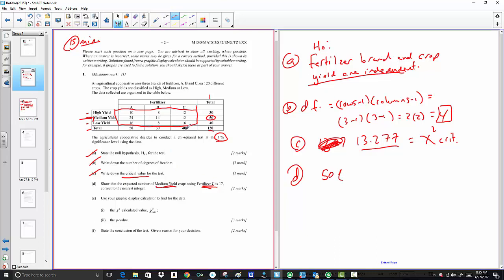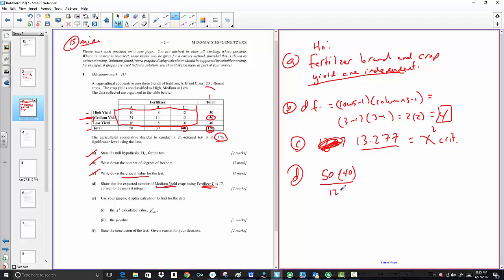So we're going to look at the total for the fertilizer, which is here, 40. We're going to multiply those together, the row total times the column total, and divide by the grand total, which is 120. That's 120 different crops. So we'll just put this in the calculator. This will be our expected value for that particular piece. You could actually make several of these values and fill in an expected value table if they asked you, but they're not doing that right here.